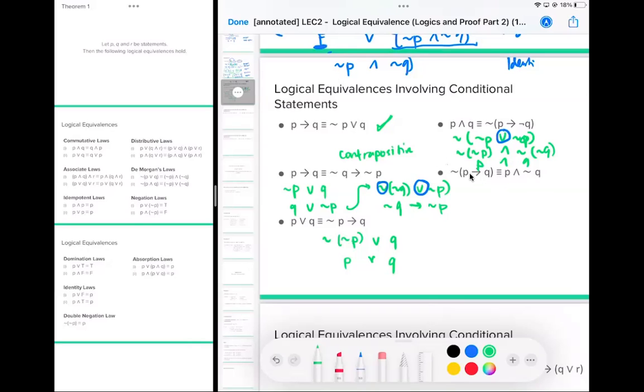Now, let us move on to this. The not of P implies Q is logically equivalent to P and not of Q. So we have the not of, first, let's simplify the implication, P implies Q. So this will be not P or Q. Okay, so now let us distribute the negation operator using De Morgan's. So we have the not of not P, and this will become and, okay, and the not of Q.